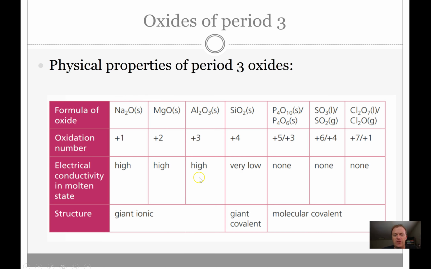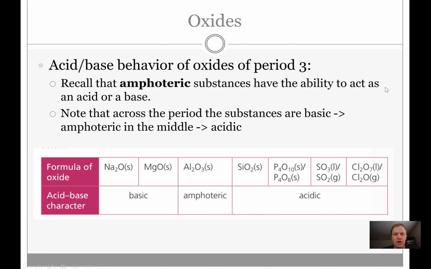All of these are insoluble, so you can't really dissolve them, but like all ionic compounds, they are electrolytes. SiO2, remember, is a giant covalent structure, very little electrical conductivity, and then these, as we expect from covalent compounds, do not conduct electricity. And then again, the structure, we've talked about this before, ionic compounds, I don't know why it says giant ionic, to be honest, but giant covalent, and then molecular covalent. So again, this whole table should be normal stuff that we could just predict from the bonding unit and stuff that we've already talked about.